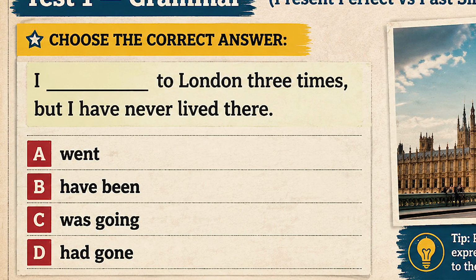Look at this sentence carefully. I to London 3 times, but I have never lived there. Which answer is correct? A. Went, B. Have been, C. Was going, D. Has gone. Take a few seconds and think about your answer.